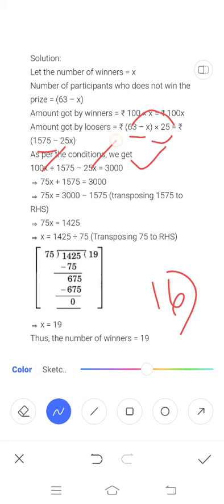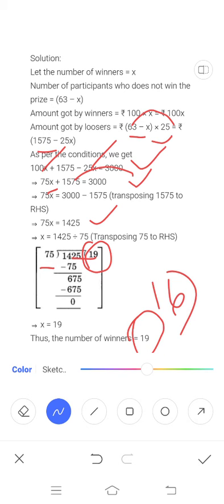So 100x minus 25x is 75x. The 1575 value transposed becomes minus 1575. So 3000 minus 1575 is 1425. When you divide 1425 by 75, you get the answer as 19. So the number of winners is 19.